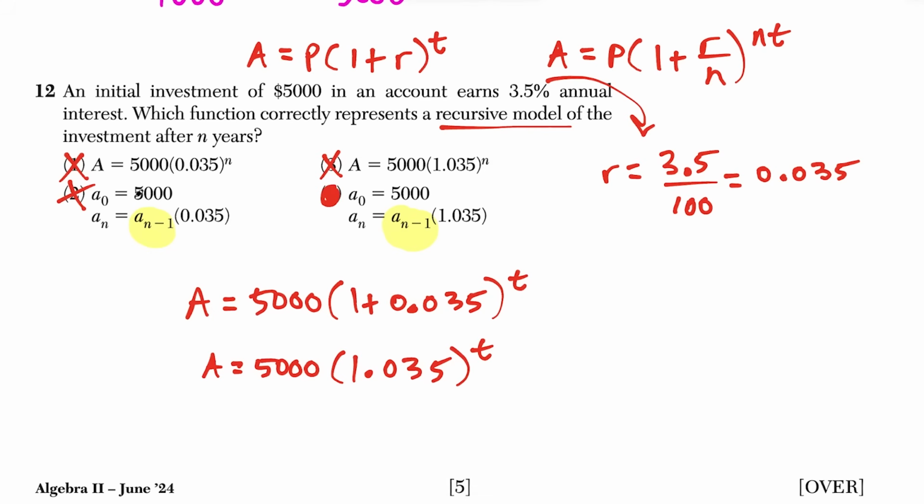For choice 2, the problem is that the first year after the initial investment, if I plug in 5,000 and multiply it by 0.035, this would make the initial investment go to almost zero. If you take 3.5% of 5,000, that basically wipes out the initial investment almost completely. So that's how I know that this one is definitely no good. The account has to be growing, so it would need to be multiplied by a number bigger than 1. So choice 4 is definitely our answer.